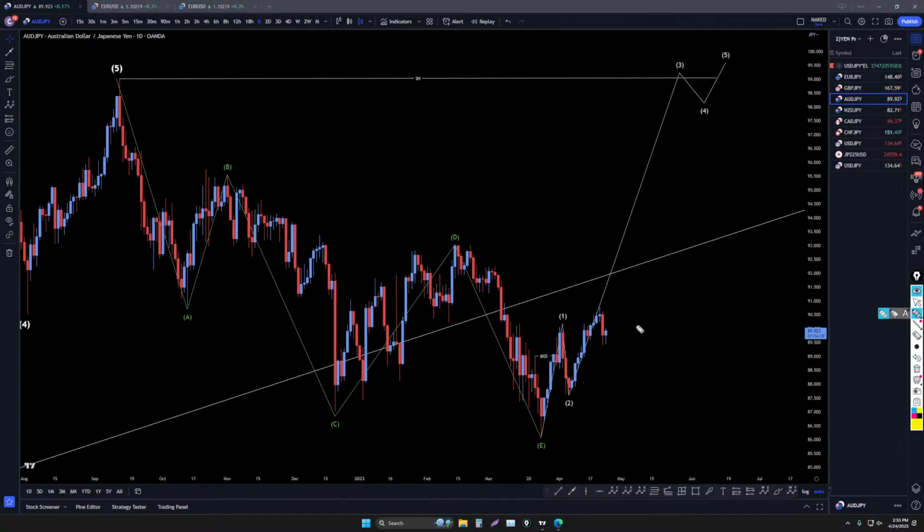I think we're in a big wave 3. So even though we think it should do something like this before it goes up, it may not do that. It may actually just keep drifting up right now. So the trend is definitely still up.